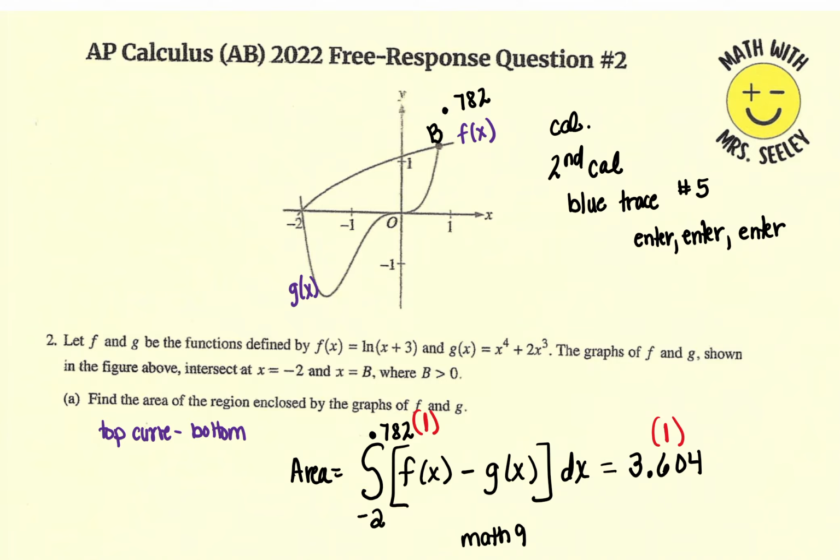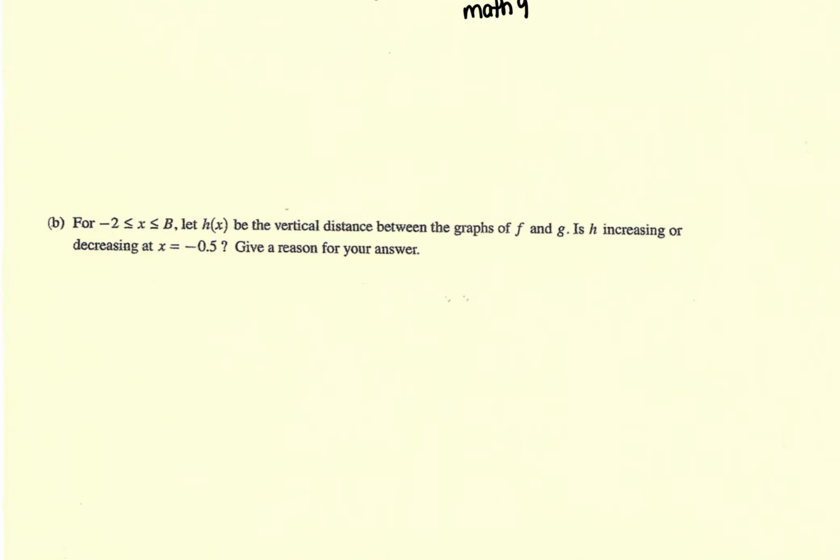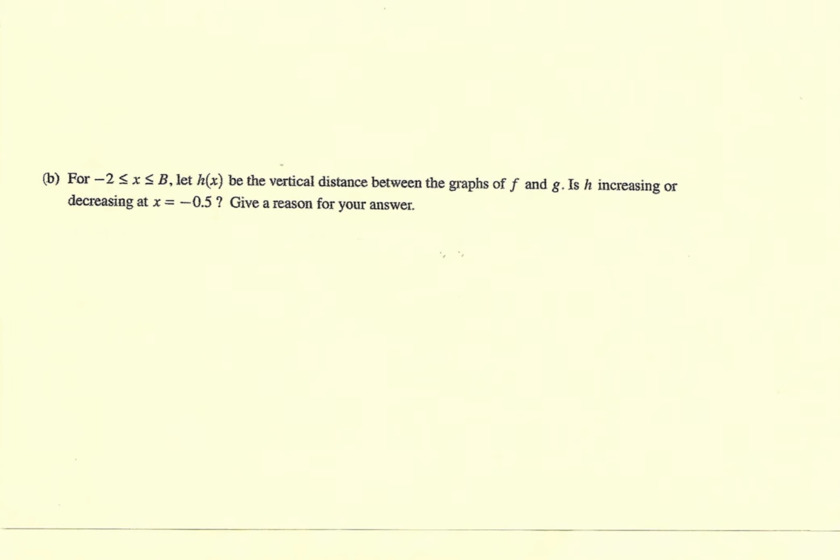All right, let's look at part B. Part B says from negative 2 to b, which we now know is the 0.782, let h of x be the vertical distance between the graphs of f and g. Is that vertical distance h of x increasing or decreasing at x equals negative 0.5? And then we're going to give a reason for our answer.